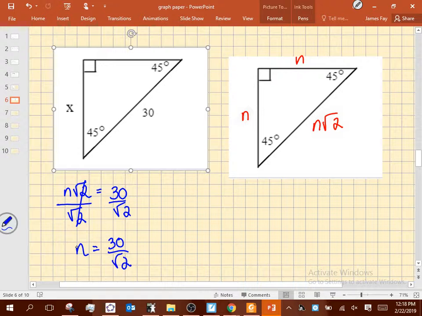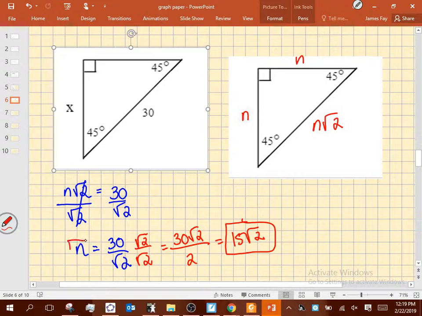How do I get rid of that radical on the bottom? Okay, so I'm going to multiply by that value, right? And that's just essentially multiplying by what? 1. So that turns into 30 radical 2 up top. And what's it turn into on the bottom? 2. So what do I end up with? 15 radical 2. And that's, remember, we solved for n.